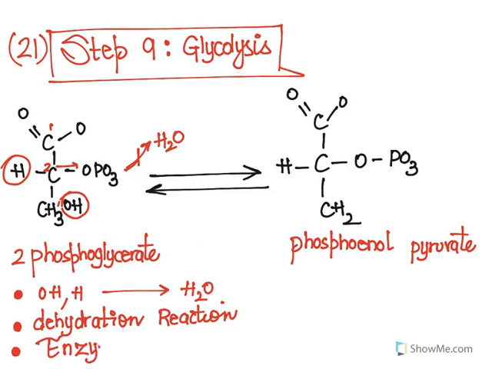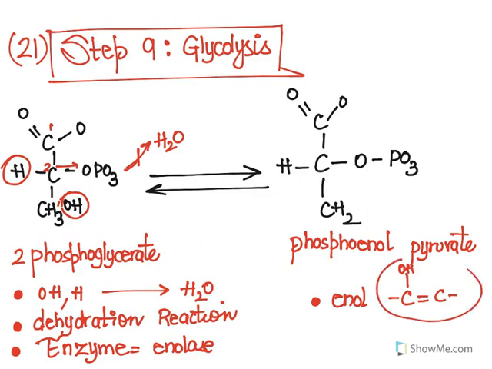And the enzyme is called enolase. And you will see why the enzyme is enolase, because we are working with an enol group, in chemistry, you must have studied. So this is the enol group that we are working with. So hence the name of the enzyme is enolase. Let's write down the name of the enzyme here, which is helping with the reaction.